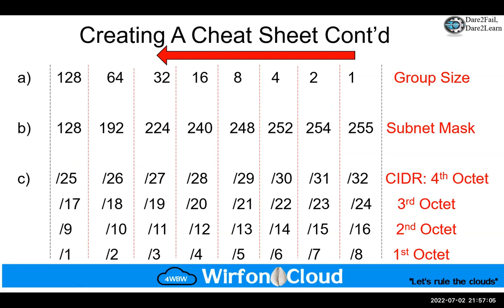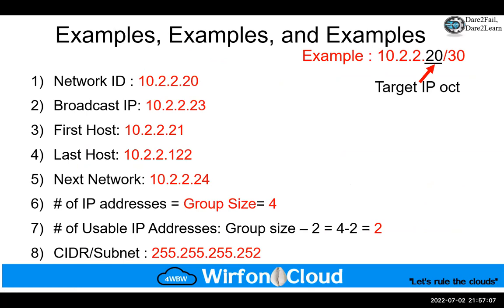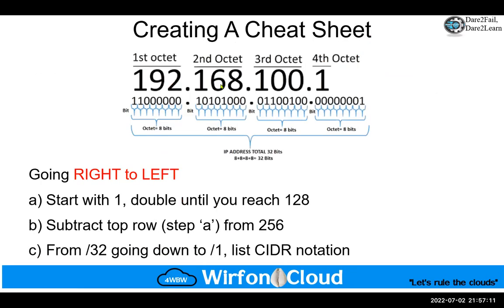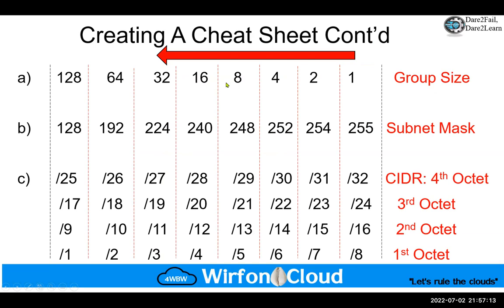And let's say you have a group size of 8. You can always multiply that by 10. Let's say your target IP is 88 and you have group size 8. You can multiply that by 10 to get 80. And from there, you can just go 80, 88, and to the next, 96. So those are just some tricks to make solving subnetting problems easier.